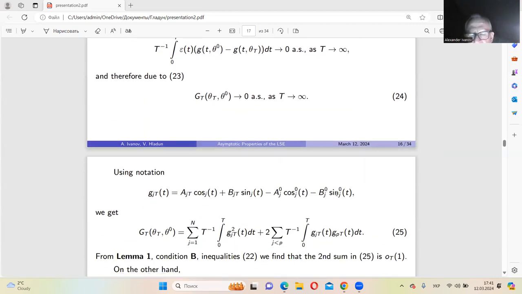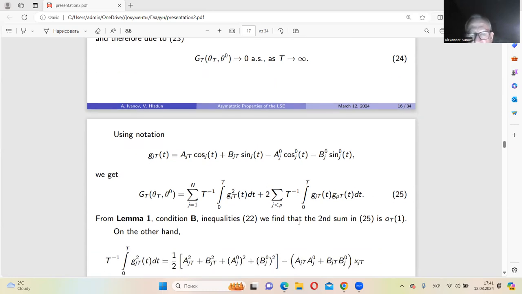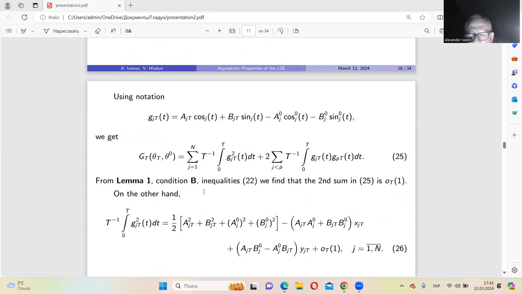Using such technical notation, we can rewrite this function in the form of these two sums. And from lemma one, condition B and previous inequalities, we find that the second sum in 25 is o_t of one, and tends to zero almost surely.